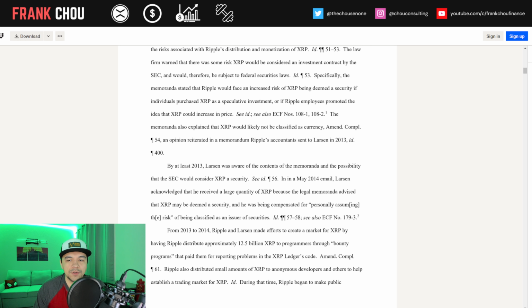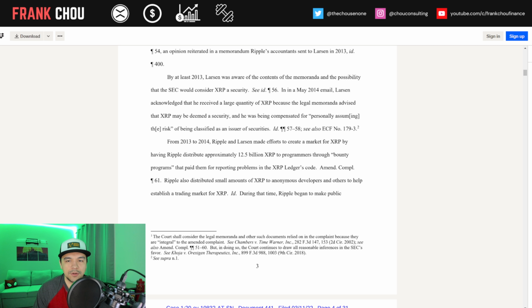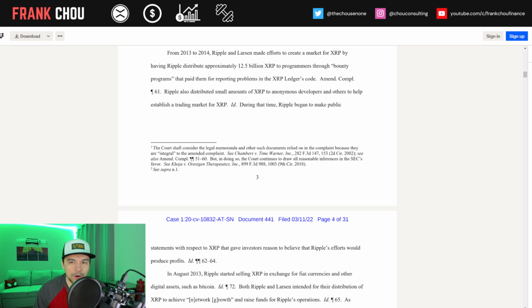The memoranda also explained that XRP would likely not be classified as currency, an opinion reiterated in a memorandum Ripple's accountants sent to Larsen in 2013. By at least 2013, Larsen was aware of the contents of the memoranda and the possibility that the SEC would consider XRP a security. In a May 2014 email, Larsen acknowledged that he received a large quantity of XRP because the legal memoranda advised that XRP may be deemed a security, and he was being compensated for personally assuming the risk of being classified as an issuer of securities.